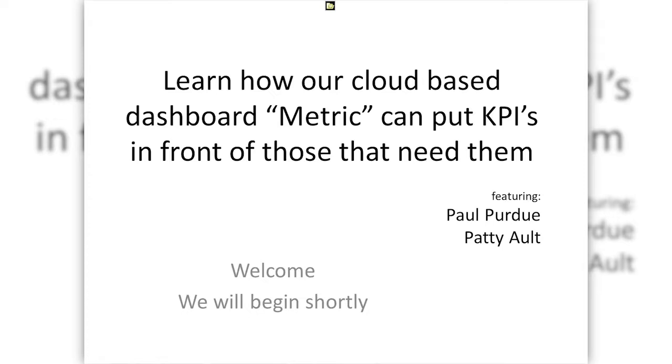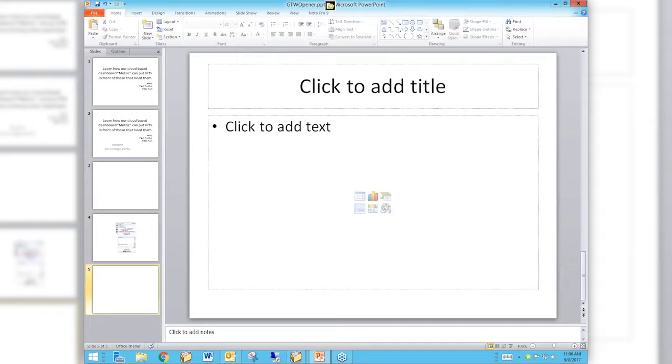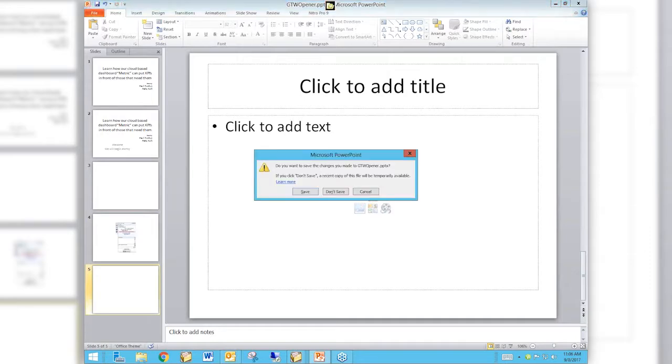So today we are talking about Metric, our new cloud-based dashboard, and how it can put KPIs in front of anybody that may need them in your firm. KPIs, by the way, are key performance indicators. Basically, the numbers that those attorneys and certain other people in the firm really have their eye on. That's it for the preamble. Let's get out of here. Press all the magic buttons that are going to get me out of here.